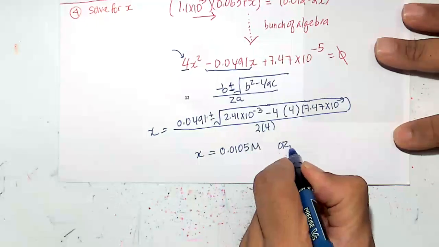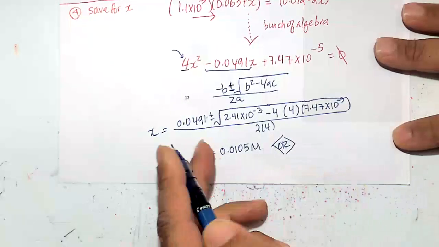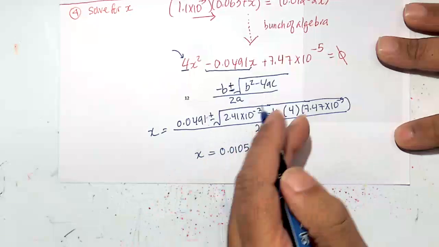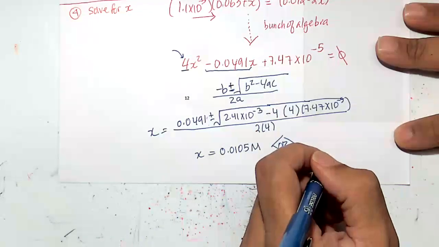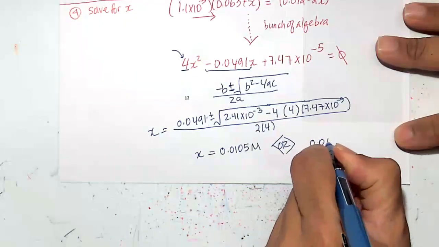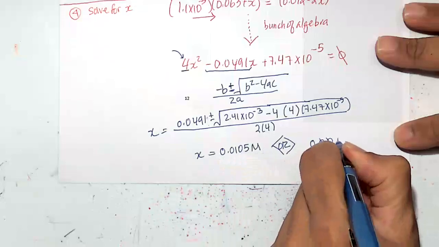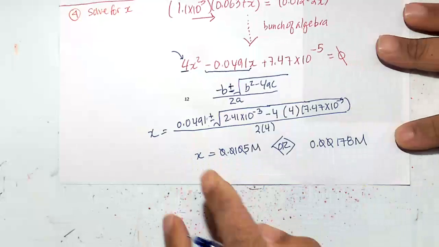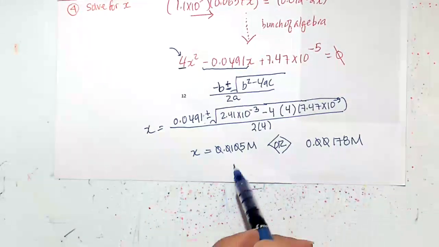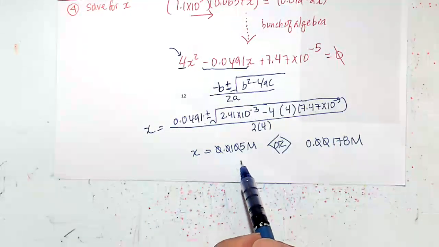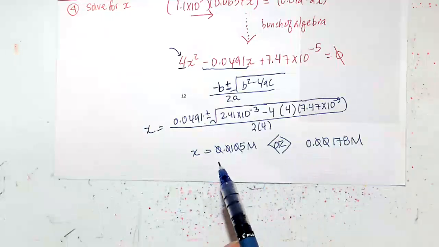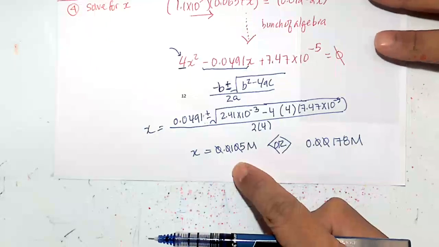Or if you do 0.0491 minus the square root of all of this divided by 8, you're going to get 0.00178 molar. Don't forget the units here. So which one is it? Is it 0.0105 or 0.00178? What should we do?